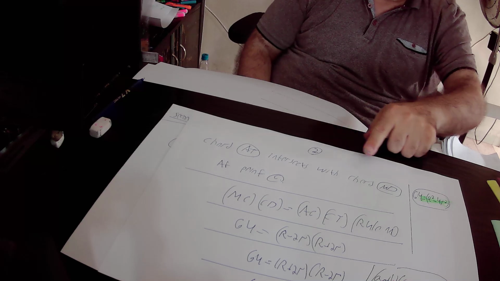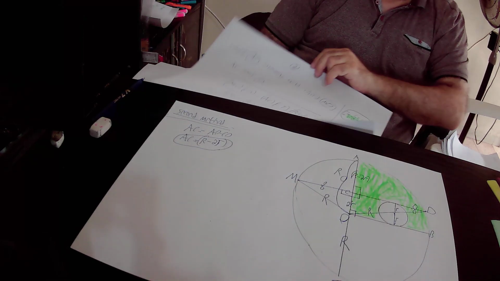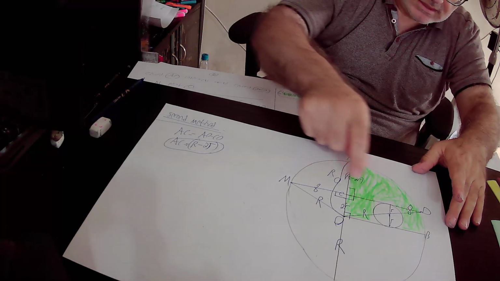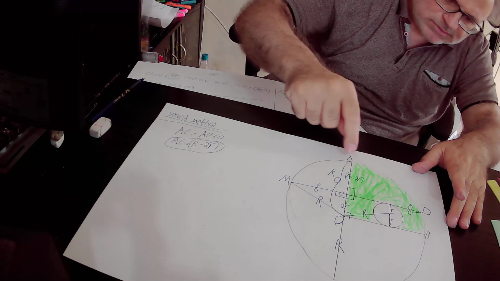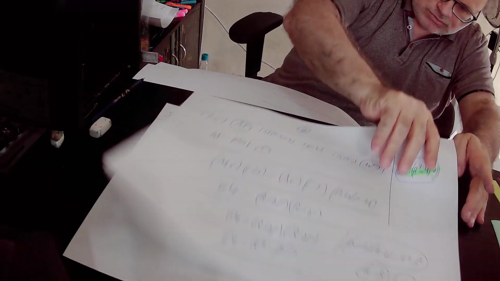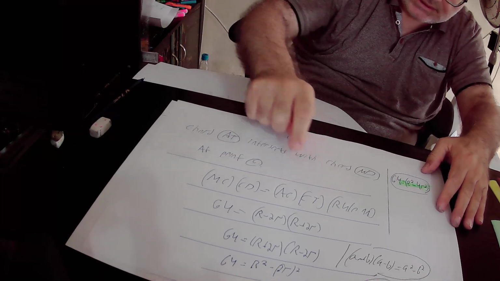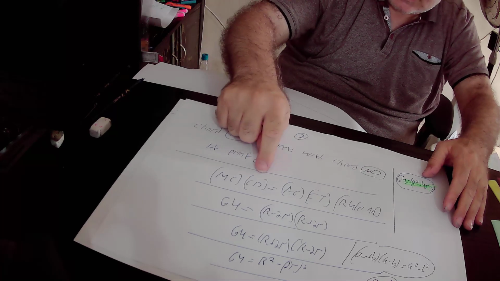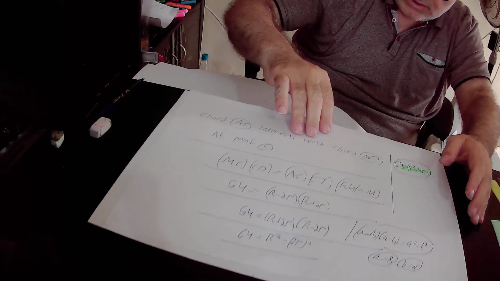Chord AT intersects with chord MD at point C. Therefore, according to rule number 11, we get that MC times CD equals AC times CT. MC is 8, CD is 8, so MC times CD is 8 times 8, that is 64.